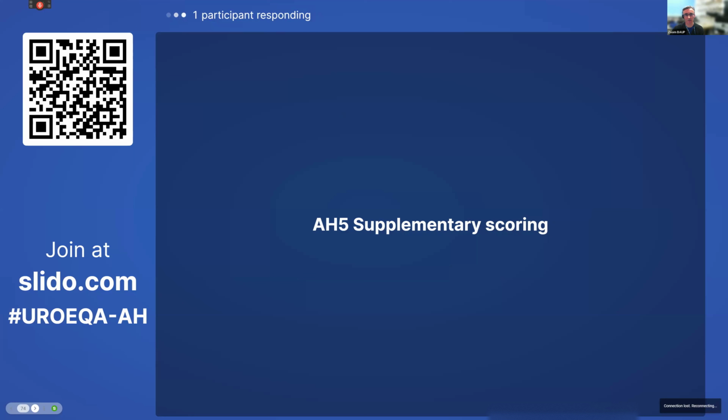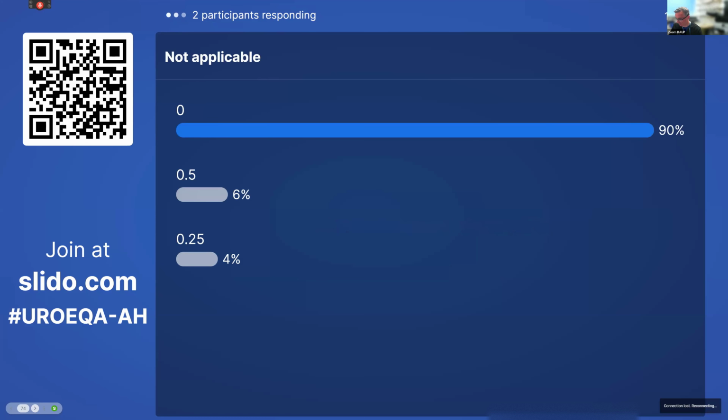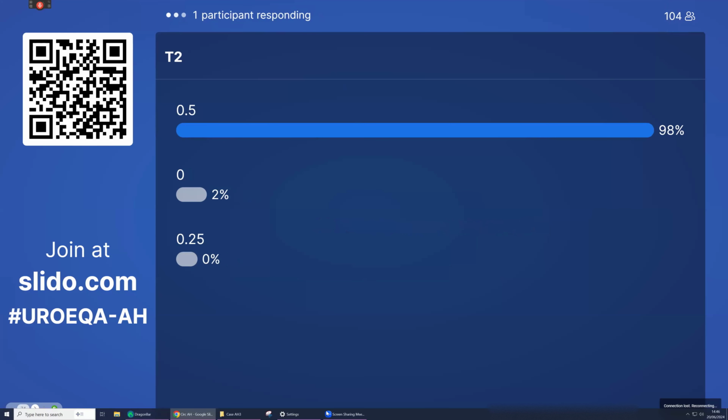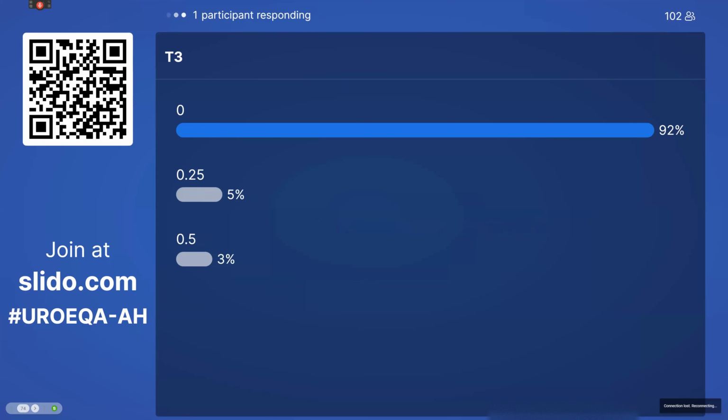I think if we can reach 100, I'll just finish it. Okay, right. So not applicable, it's 0. T1 is 0. 0.5 obviously is the correct answer for T2. And then T3, 92% was 0.